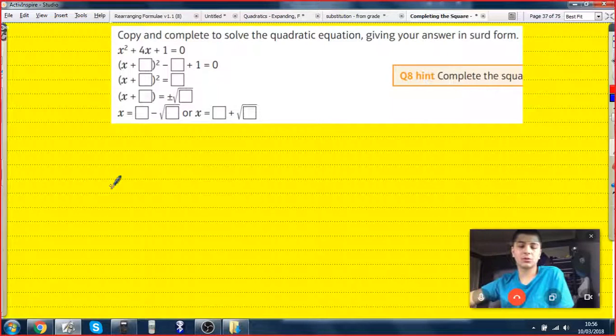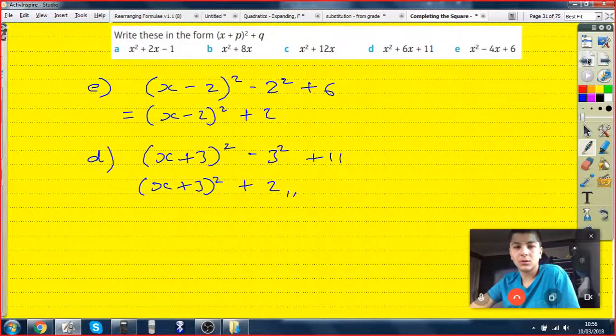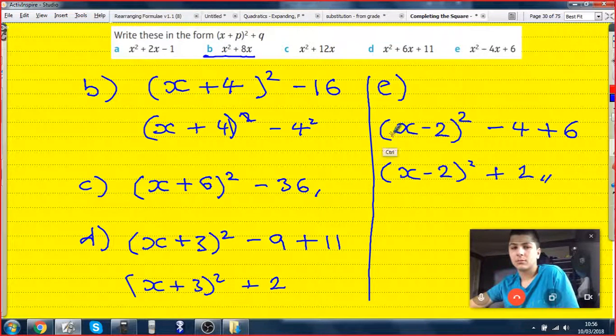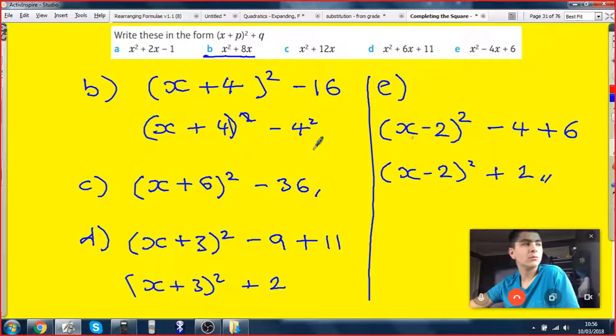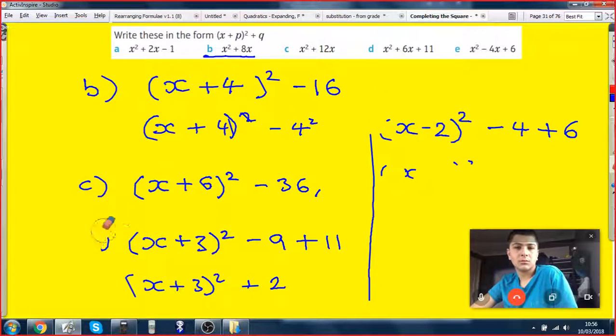Sorry, which one? X squared plus 4x plus 1. Actually, let me just go back for a second. Okay. So I'm going to take one that you did. Let's take B and C. Let me just copy those. So now let's solve B and C. If those were equal to 0, let's say starting with B, how would you solve it?